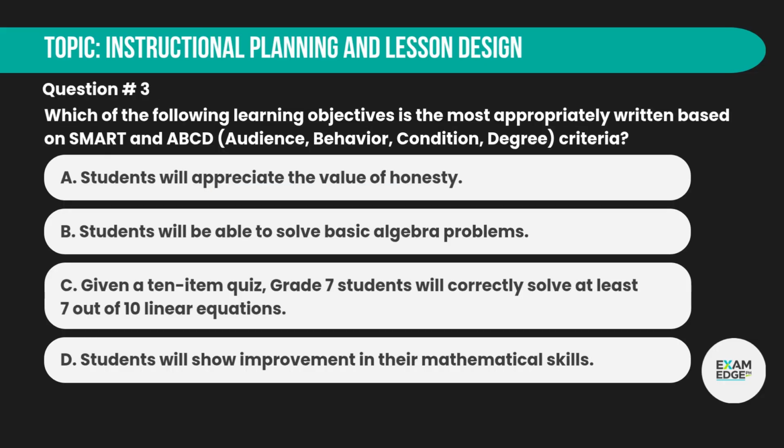Question number 3. Which of the following learning objectives is the most appropriately written based on SMART and ABCD, audience, behavior, condition, degree, criteria? A. Students will appreciate the value of honesty. B. Students will be able to solve basic algebra problems. C. Given a 10-item quiz, grade 7 students will correctly solve at least 7 out of 10 linear equations. D. Students will show improvement in their mathematical skills.